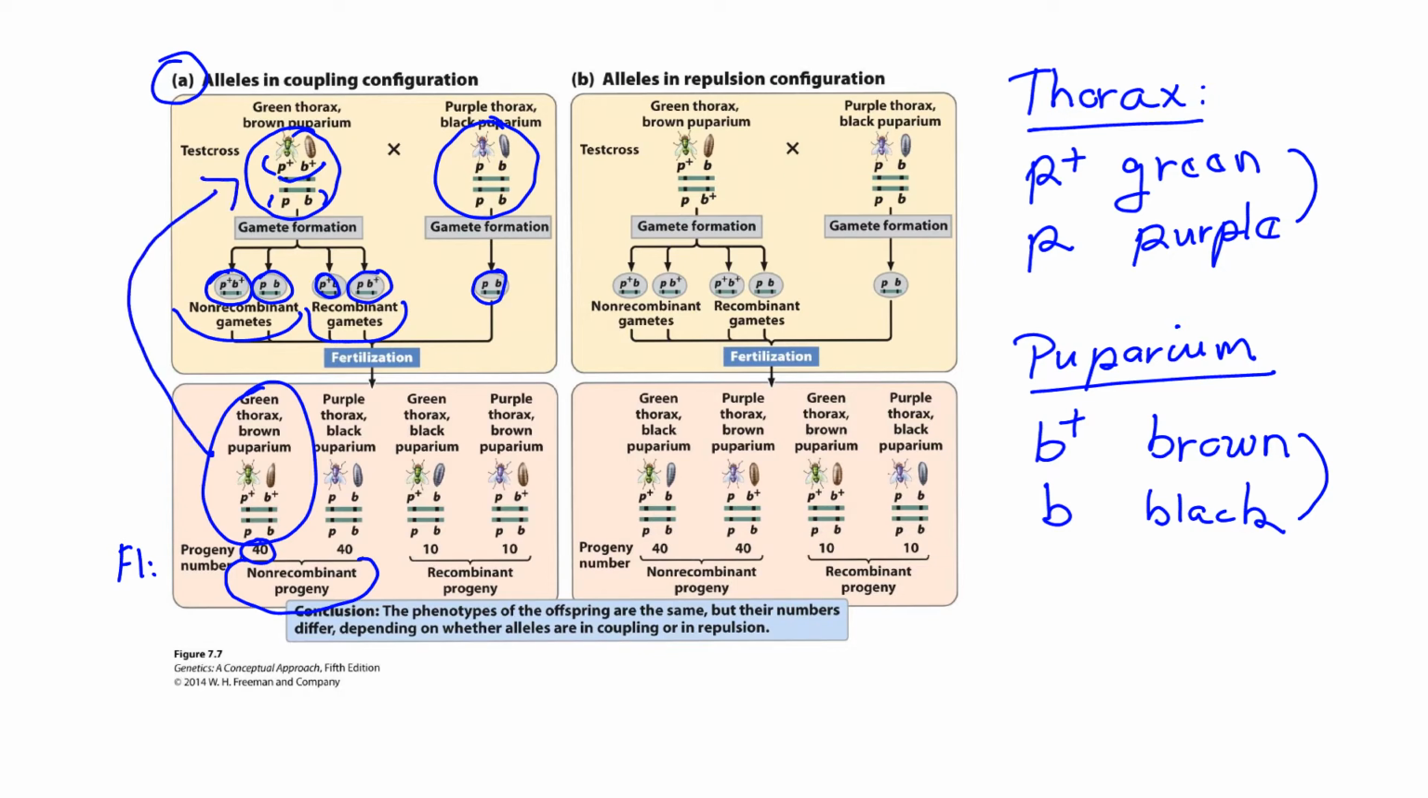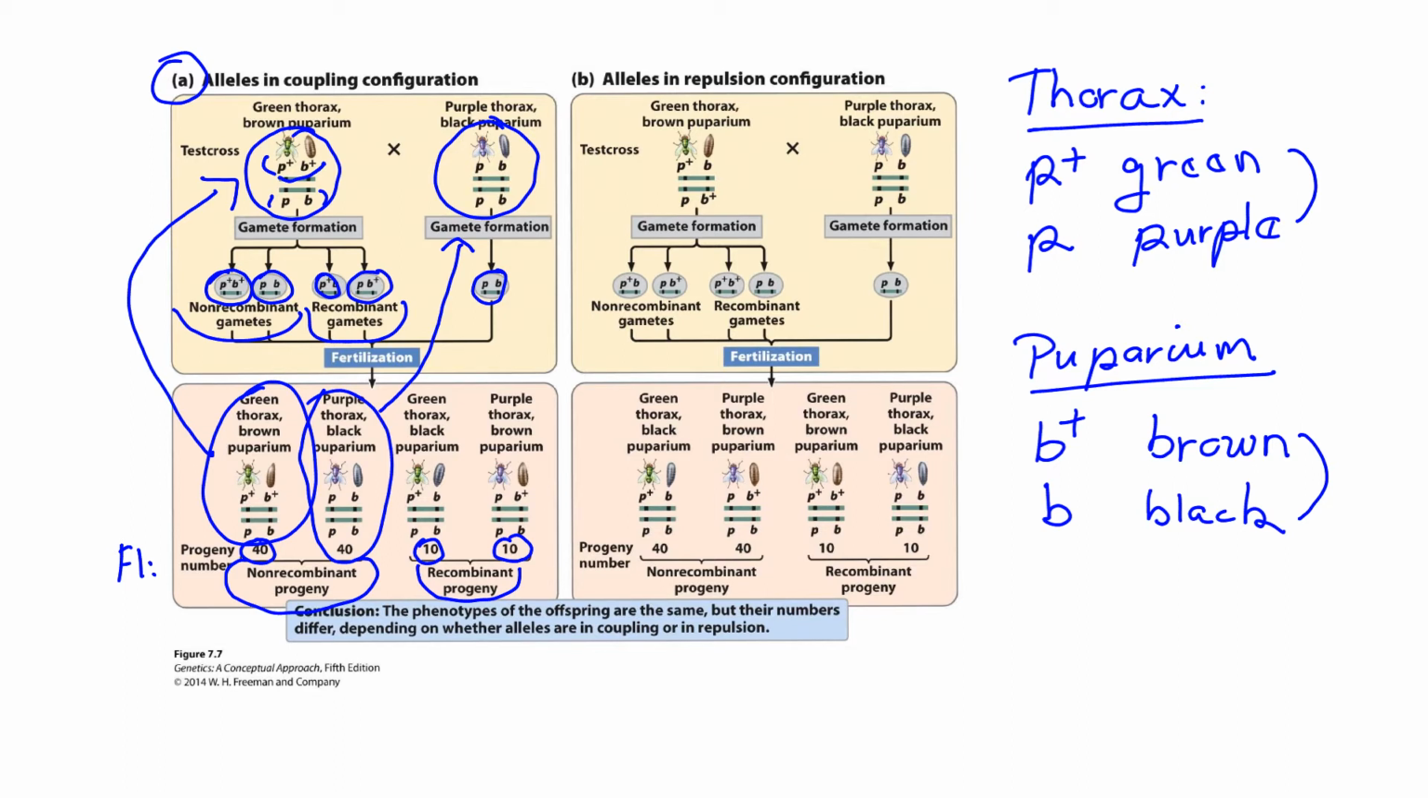And the two groups which are recombinant progeny have green thorax and black puparium, and purple thorax and brown puparium. So recombinant progeny are a combination of the two parental phenotypes, so they do not resemble the parents.